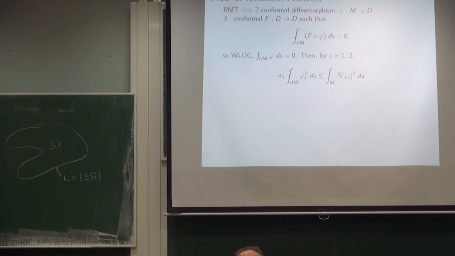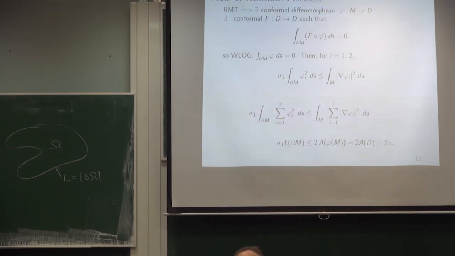So sigma 1 says that among all such functions that are balanced, that integrate to zero on the boundary, sigma 1 is the minimum of the ratio, the Rayleigh quotient. And what I've done here is I've multiplied through by the denominator. So this is the denominator in the Rayleigh quotient, and that's the numerator. And so sigma 1 times integral phi i squared is bounded by the Dirichlet integral. And then if I sum, I get sigma 1 times the sum of phi i squared.